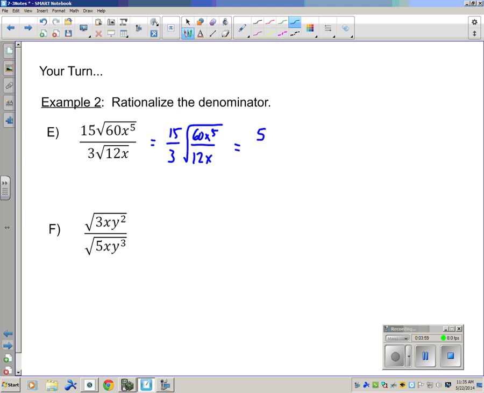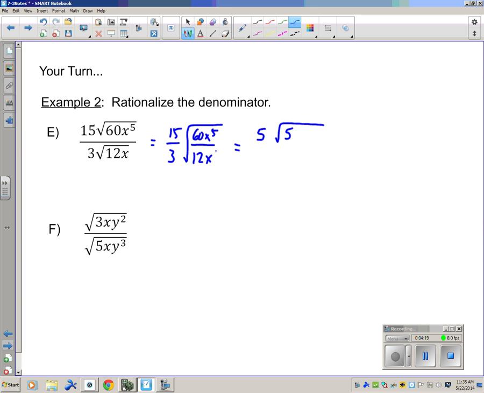So now I'm going to take care of the division portion first and then do the square root at the end. The 15 and 3, I can just divide out and I get 5. Now I can do 60 divided by 12, which ends up giving me a 5 underneath the square root. And 60's larger, so I'm going to put the 5 at the top.